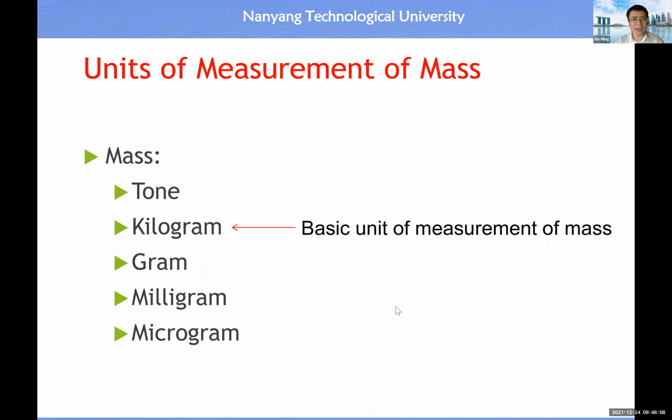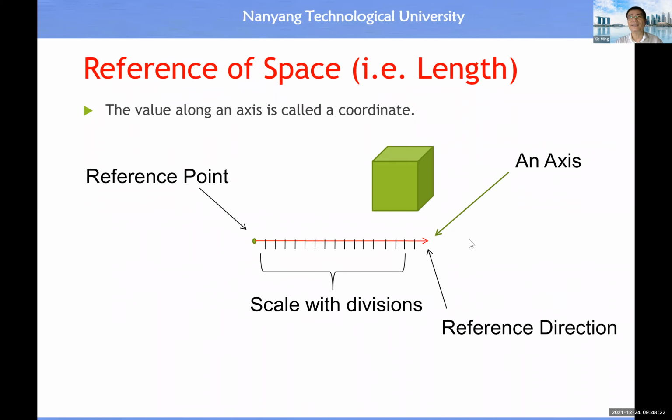Then in layman's terms, we can talk about the microgram, milligram, gram, kilogram, pound, etc. So the basic unit of measurement should be the kilogram. Okay, so this is the default reference, the default unit of measurement for the weight.